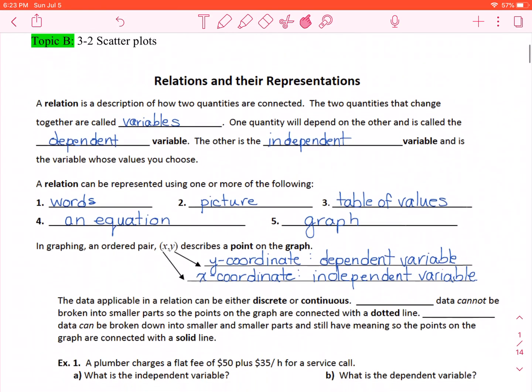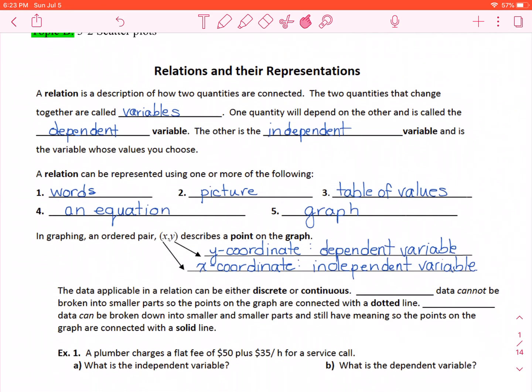Okay, so I have here the definition of a relation. So a relation is a description of how two quantities are connected. The two quantities that change together are called variables. So some examples of variables can be time, can be length, can be area, can be number of popcorn bags sold, could be number of hours worked. You might recall some of those examples from your school year.